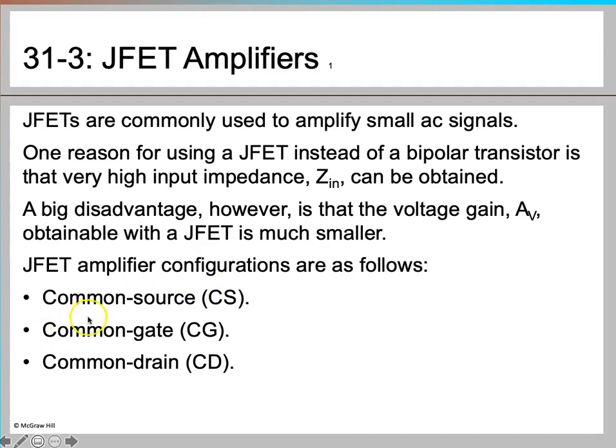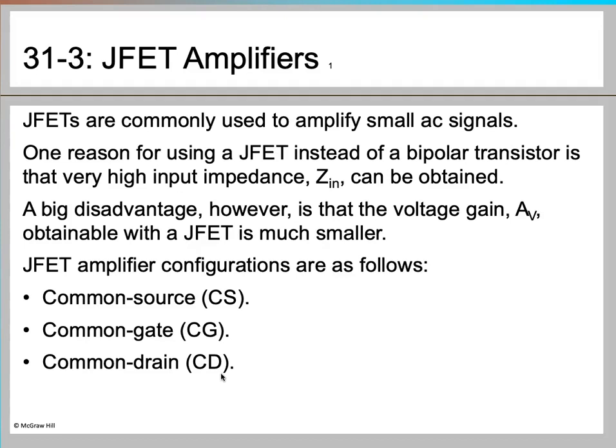JFET amplifiers are basically divided into three types: first is the common source amplifier, second is the common gate amplifier, and the third one is the common drain amplifier. I hope you remember that in bipolar junction transistors, you might have done small signal amplifier operation. You might have seen the AC equivalent circuit of different types of amplifiers like the common emitter amplifier, common collector amplifier, common base amplifier, emitter followers, etc.